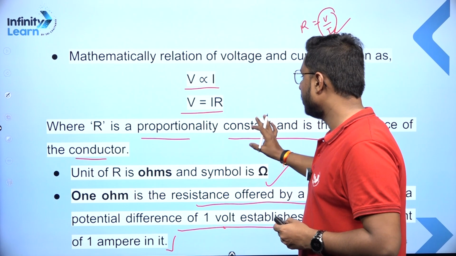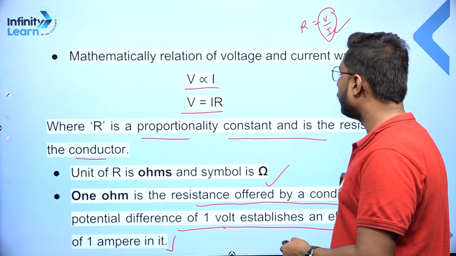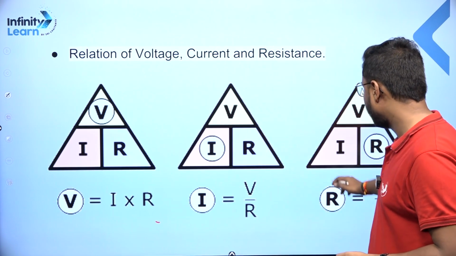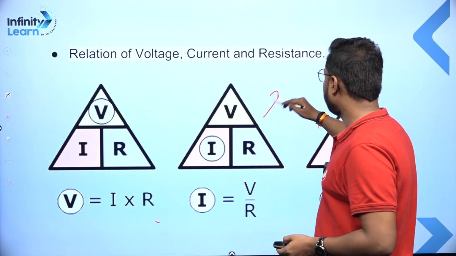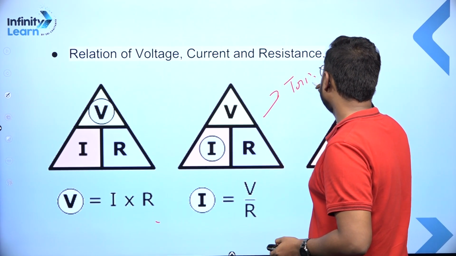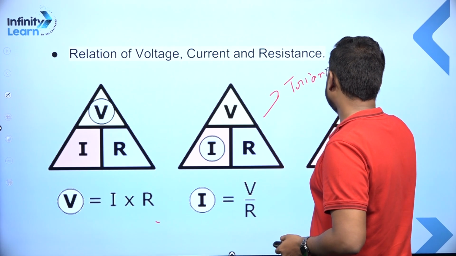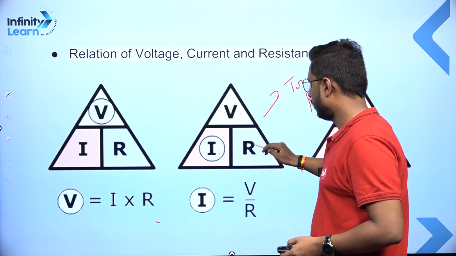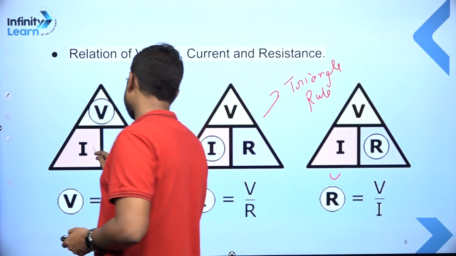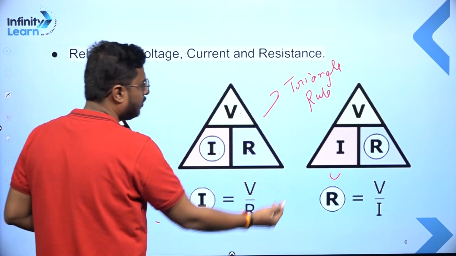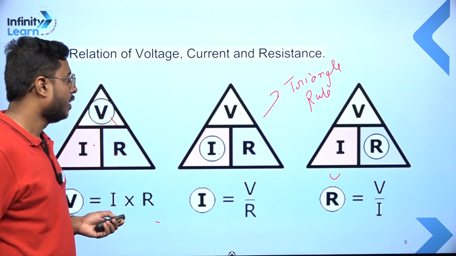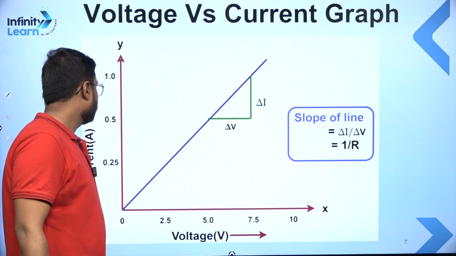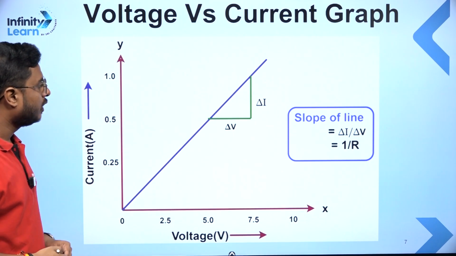For now, this is V is equal to IR, I is equal to V by R, R is equal to V by I. You can remember this triangle rule, with which you will get the formulas easily. If I want to write V, V is equal to IR. Here I is equal to V by R, and similarly you can change accordingly, R is equal to V by I.